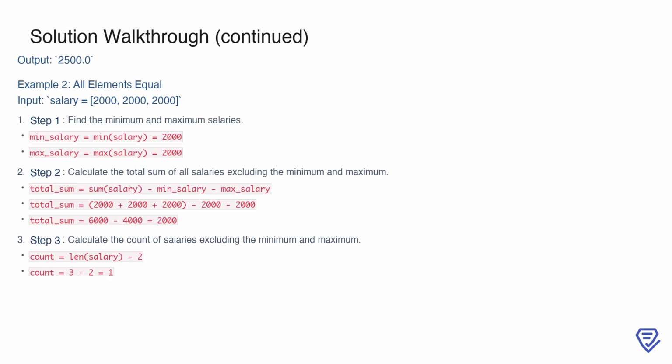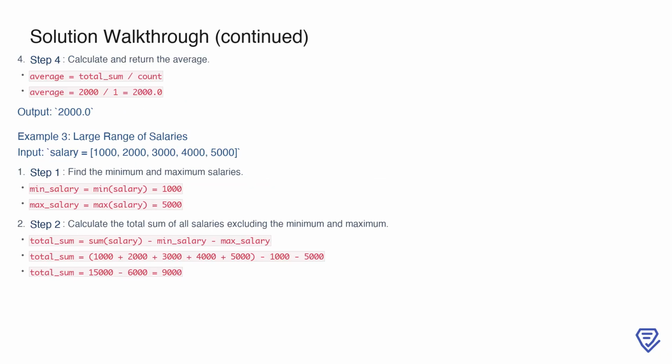Then, for step 3, we calculate the count of salaries after exclusion. With 3 elements in the input list and 2 excluded, the count is 1. Now, in the final step for this example, we calculate the average by dividing the total sum, 2,000, by the count, which is 1. This results in an average of 2,000.0. So, the output for this example is 2,000.0.